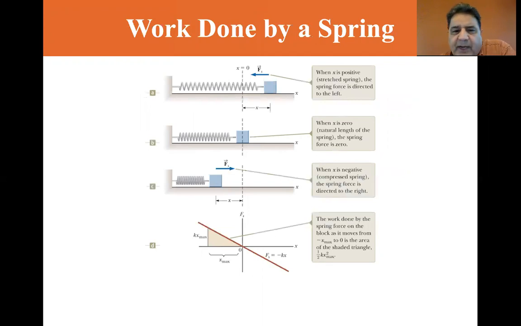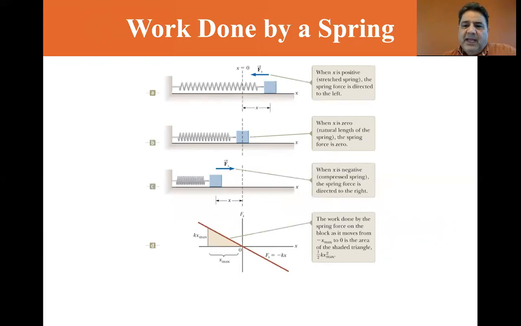Work done by a spring. I think I showed you the demonstration of the Walter Fendt spring here. On the Walter Fendt, it was going up and down. Here it's sliding back and forth. When x is positive, the stretched spring's force is directed to the left. So the force is equal to minus kx, where k is the spring constant. If x is in this direction, the force is backward. So there's always a negative component when you have a spring.